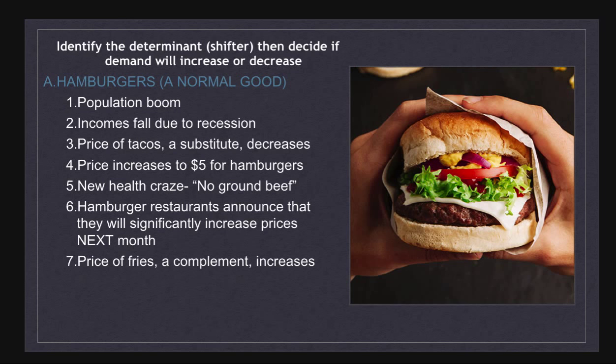Number 7, price of fries, which is generally a complement to hamburgers, goes up. What do you suppose is going to happen? What is the determinant of demand there? And what's going to happen to the demand? Is it going to increase or decrease? Is the curve going to go to the right or the left?